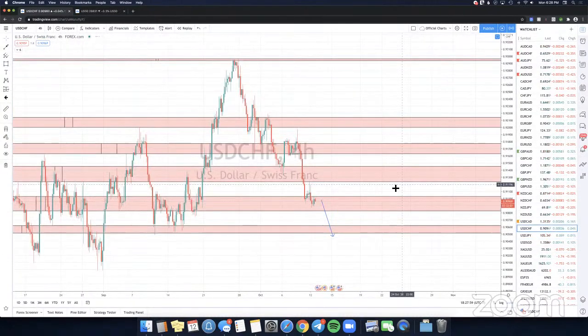And the zones here for USD CHF are going to be 0.9102, and this lower zone over here is going to be 0.90514.